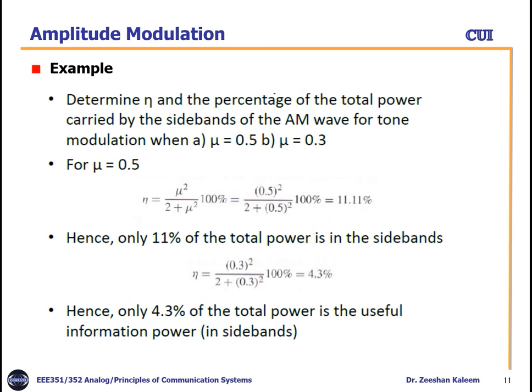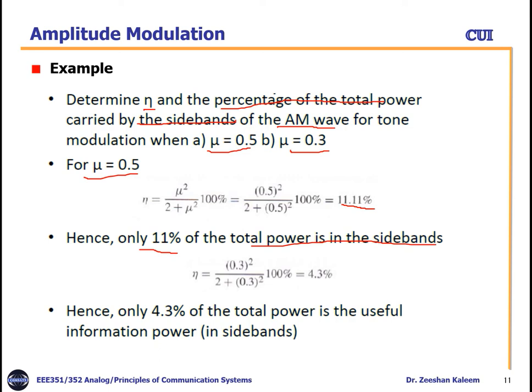So this is another example to determine efficiency and the percentage of the total power carried by the sidebands of the AM wave for tone modulation. Here we are looking into the cases when mu equals 0.5 and mu equals 0.3. So for mu equals 0.5, with the same equation, putting 0.5 here and here, we will get 11.11%. So hence only 11% of the total power is in the sidebands.